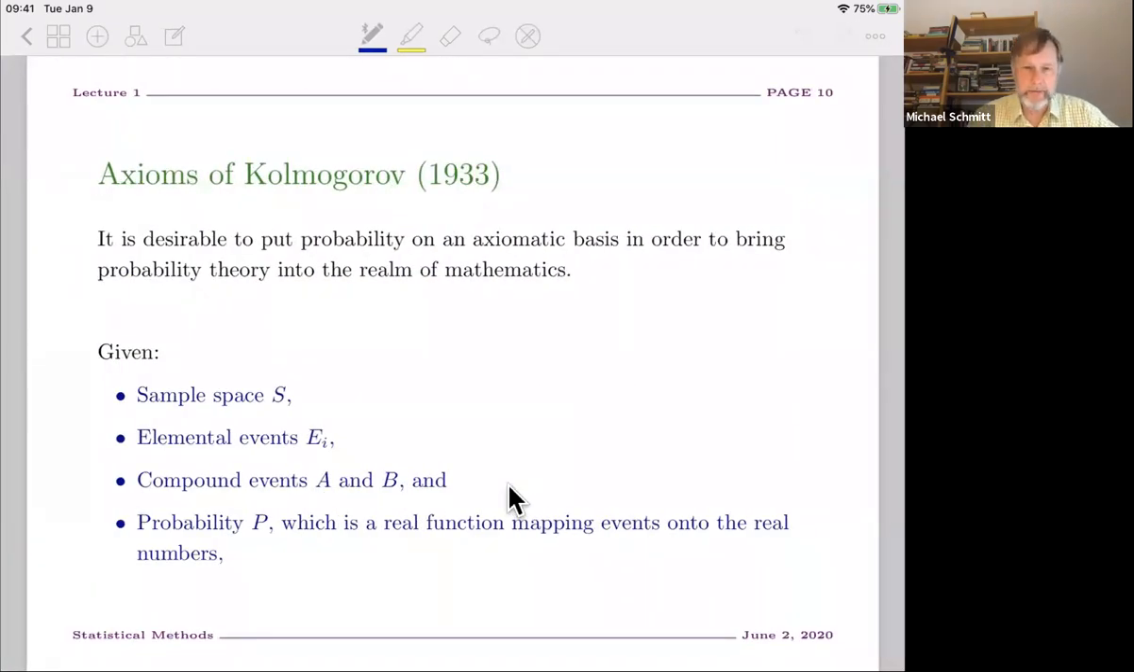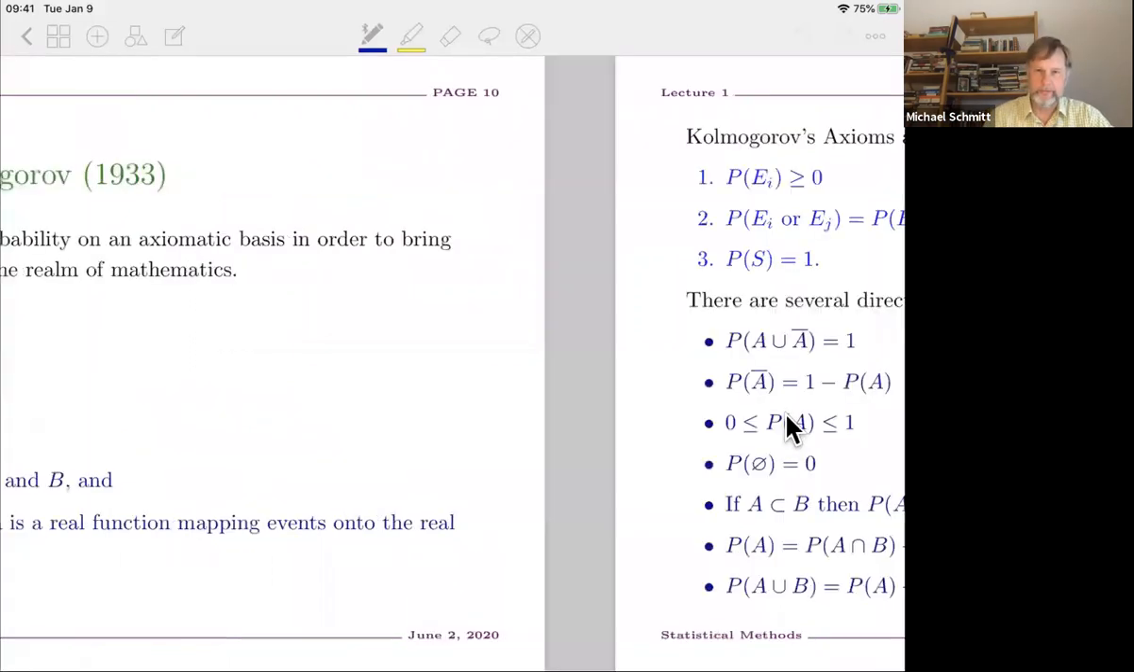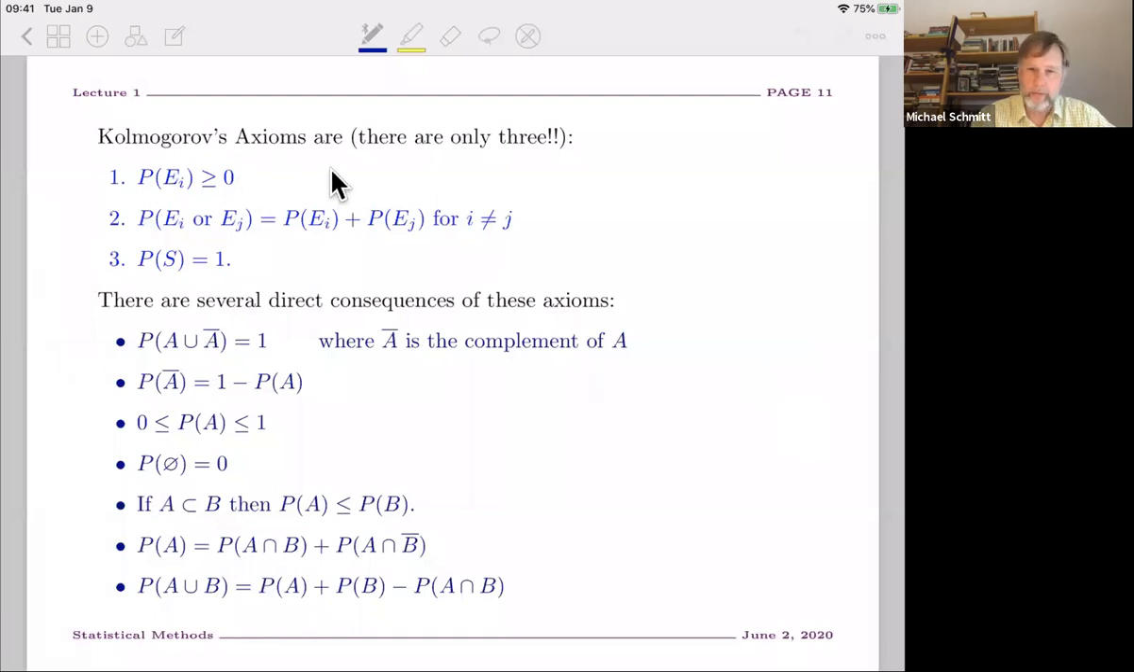So things kind of stumbled along with those 2 inadequate discussions until 1933, when Kolmogorov said, I would like to put probability on an axiomatic basis, say like geometry, in order to bring probability theory into the realm of serious mathematics. And these are really remarkable. He said, given a sample space E and some elemental events E sub i, perhaps 2 compound events A and B, and then a probability, which is a real function mapping events onto the real numbers, then there are these axioms. And there are only 3 of them.